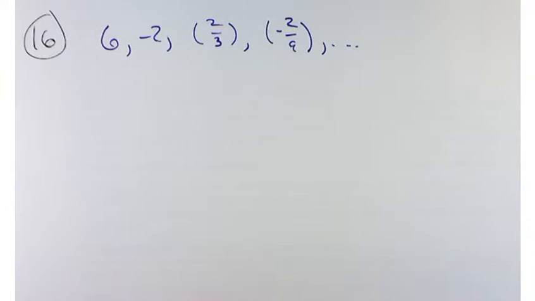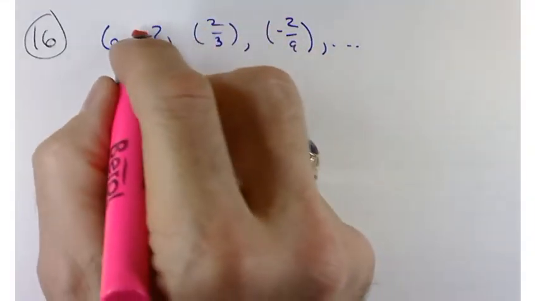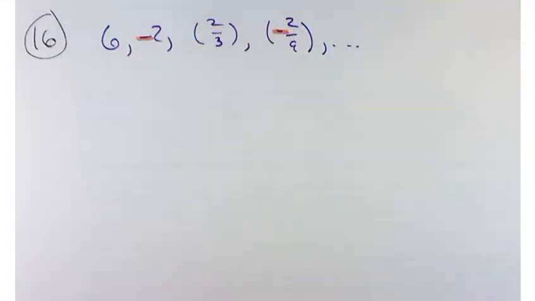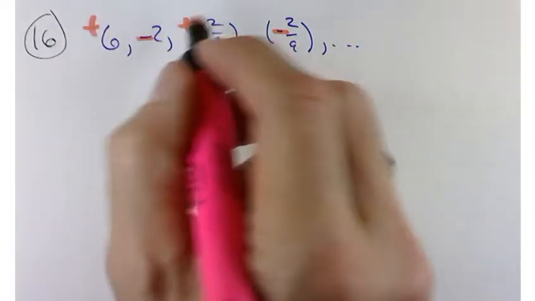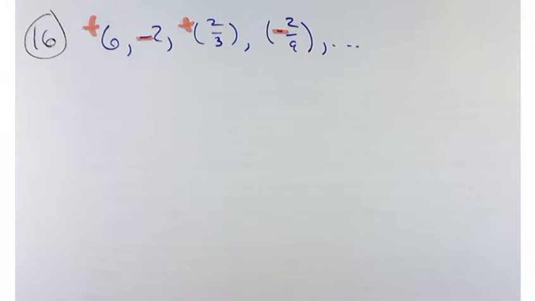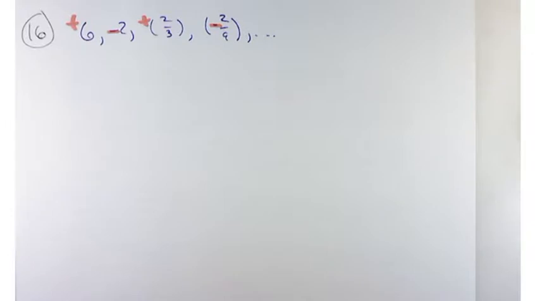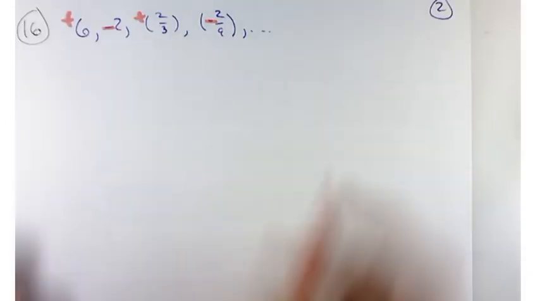There is one thing that I want to take care of kind of up front, and that is these signs alternate, right? Not that it's really written, but it starts out positive, then negative, then positive, then negative. So the signs are alternating. So that's one thing that has to be true of our general term. You have to have that alternating pattern. So let's take care of that first.